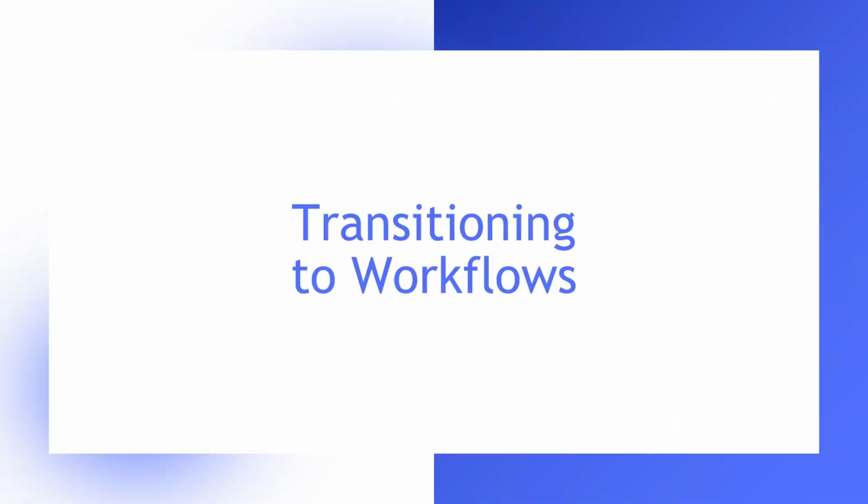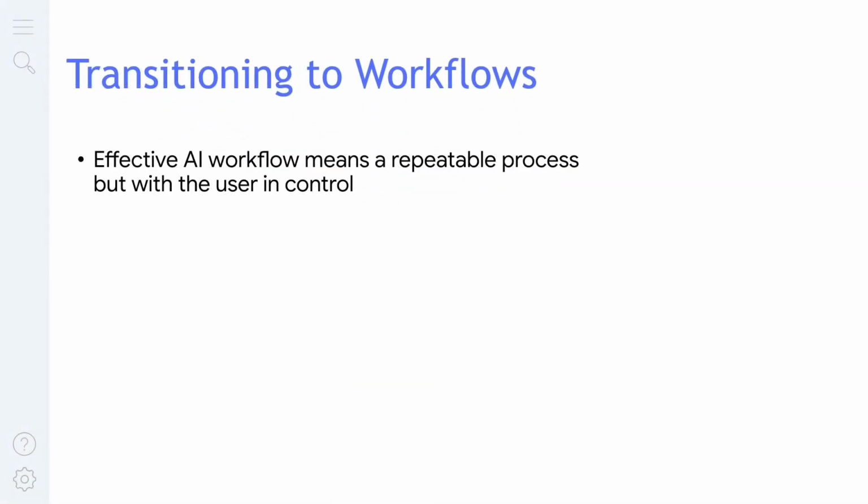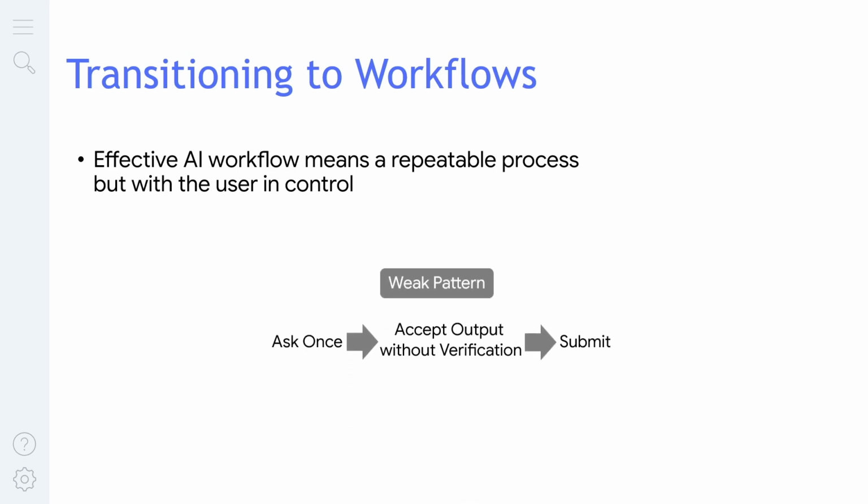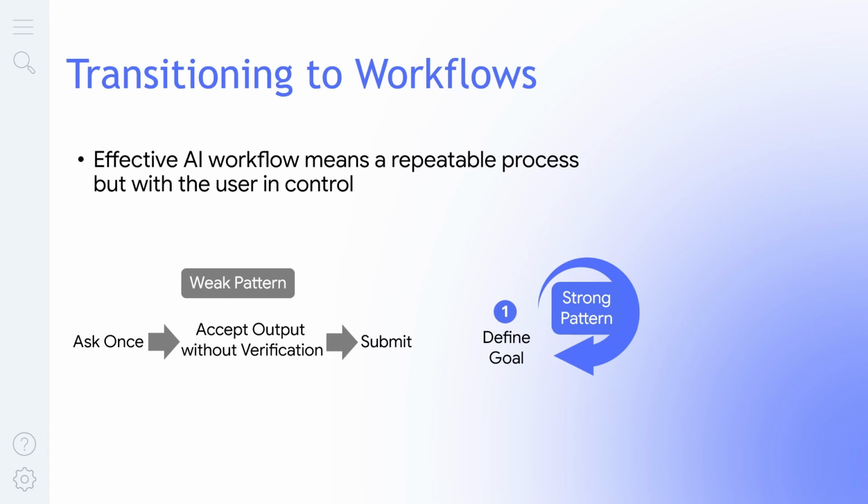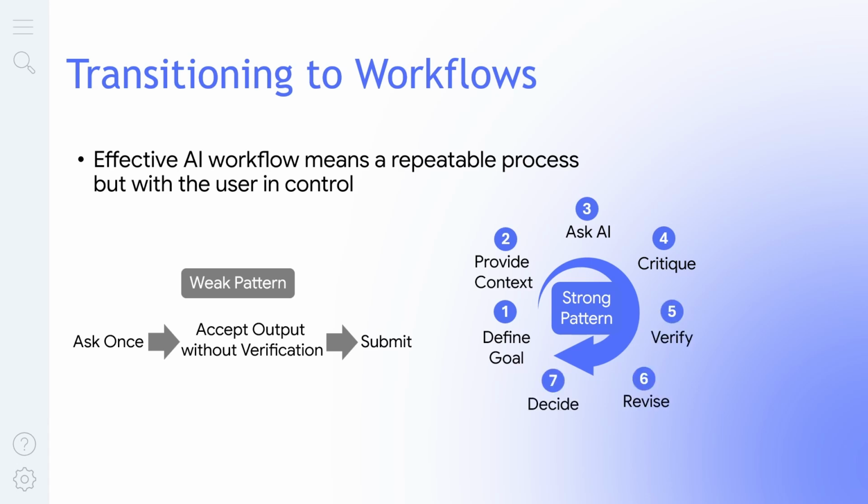Here is the core idea. Good AI use is not just about writing a good prompt, it's about designing a repeatable process in which AI helps you think, create, check, revise, and decide, while you stay in control. Compare two patterns. The weak pattern is ask the AI once, accept the answer, and submit it. The stronger pattern is define your goal, provide context, ask AI to help, critique what it produced, verify it, revise it, and only then decide. One is a single transaction, the other is a process.